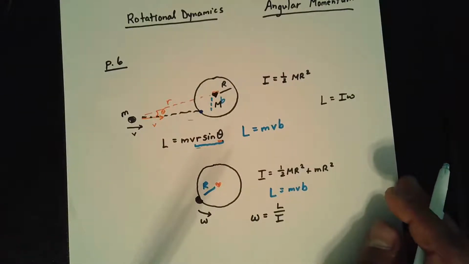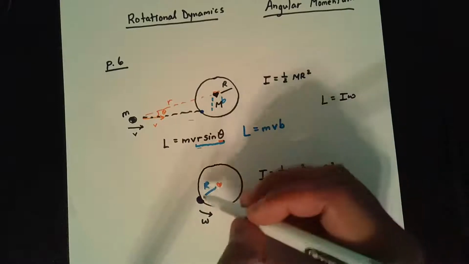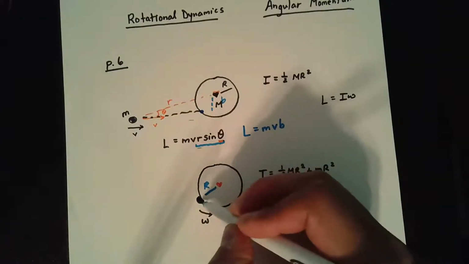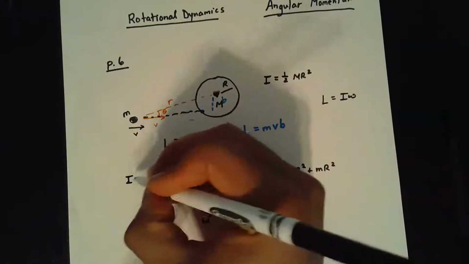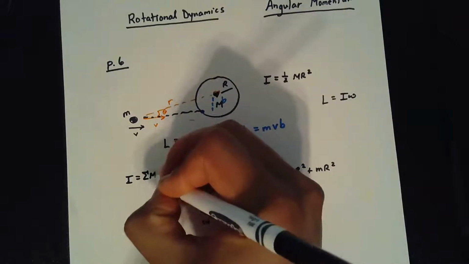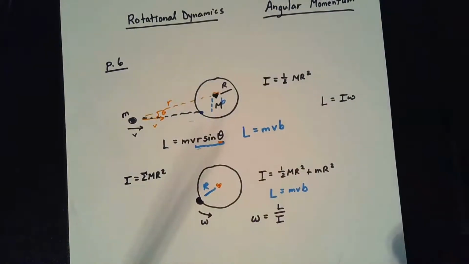It's mr squared because anytime you have an object whose axis is external to it, then that's when you do the sum of mr squared to solve for what the moment of inertia is.